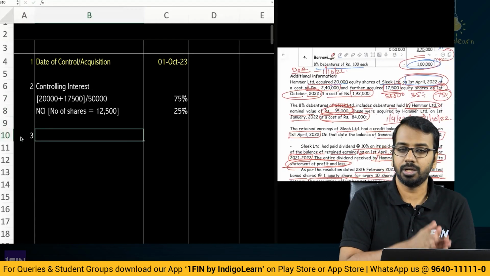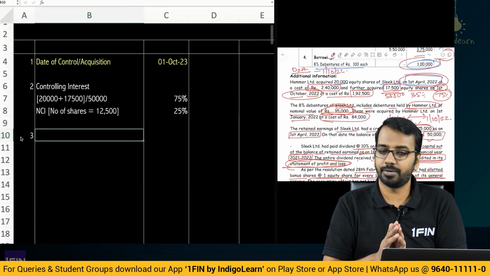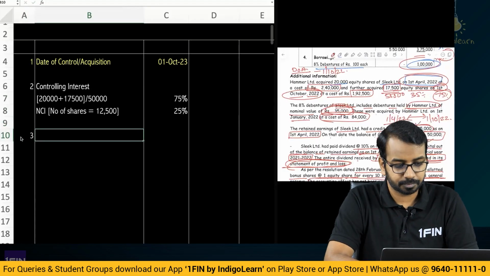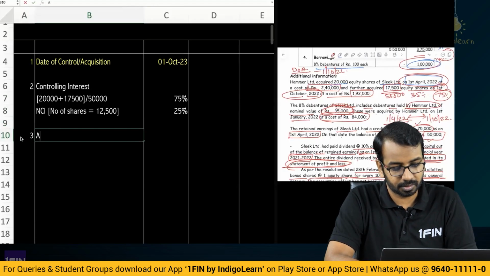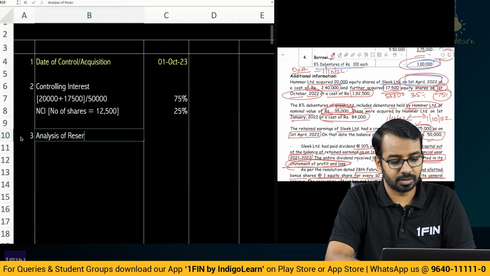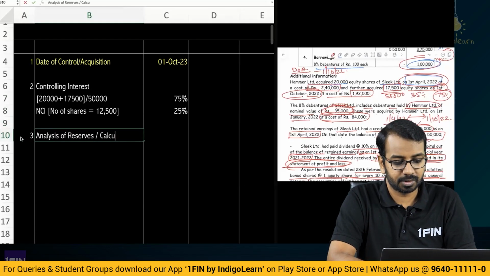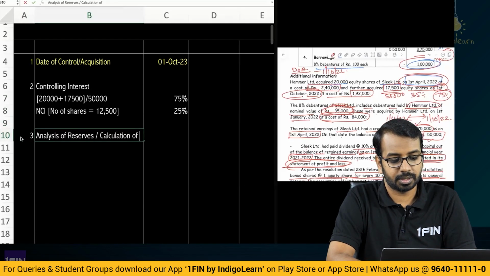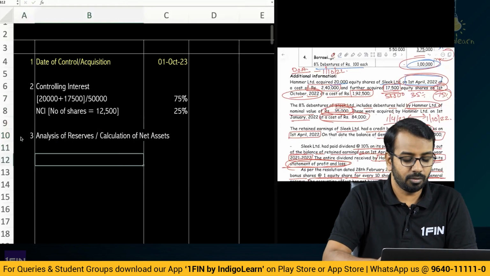What is pre-acquisition, what is post-acquisition, all of that we have to do the adjustment. So, analysis of reserves, or you can call it calculation of net assets, right? So now what all do we have?